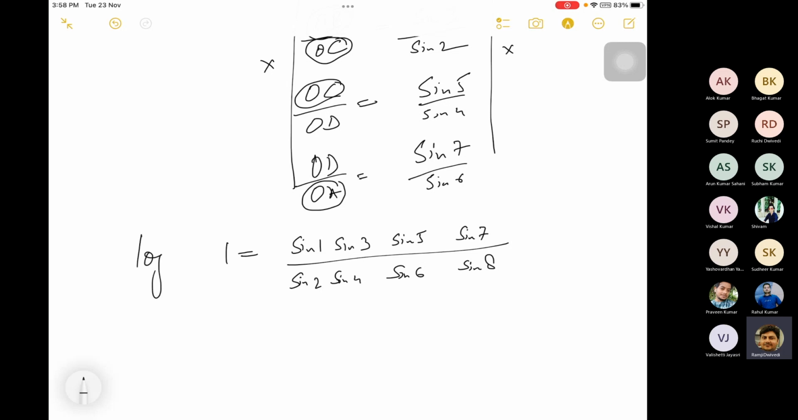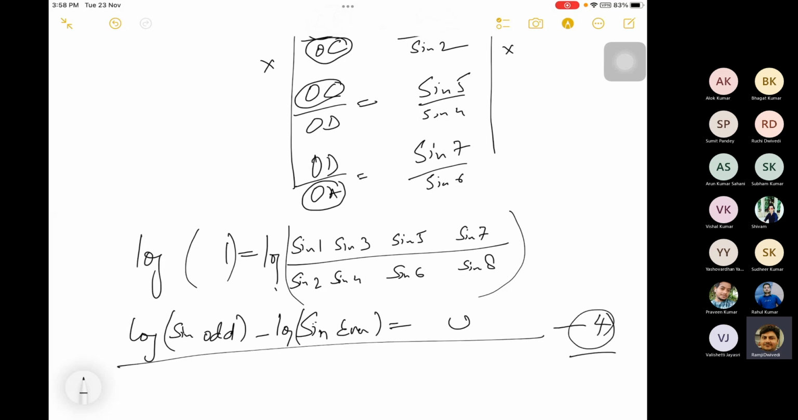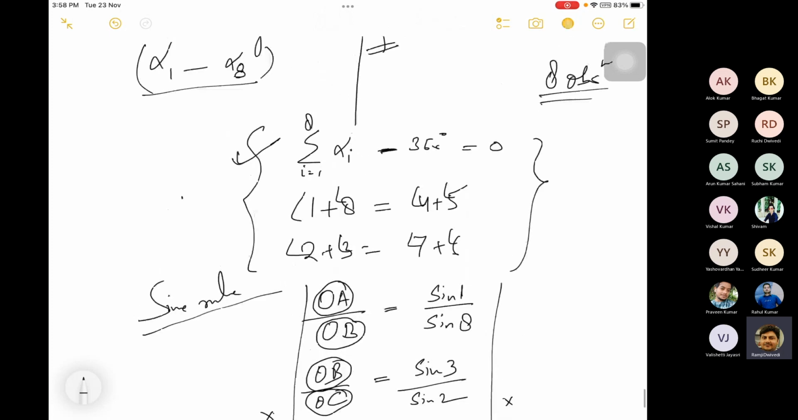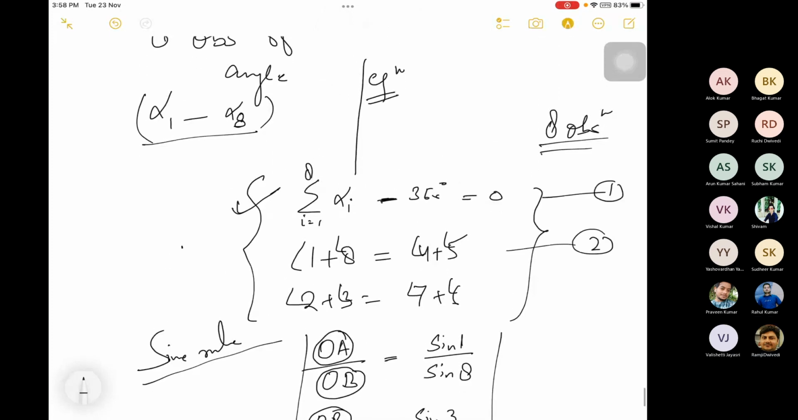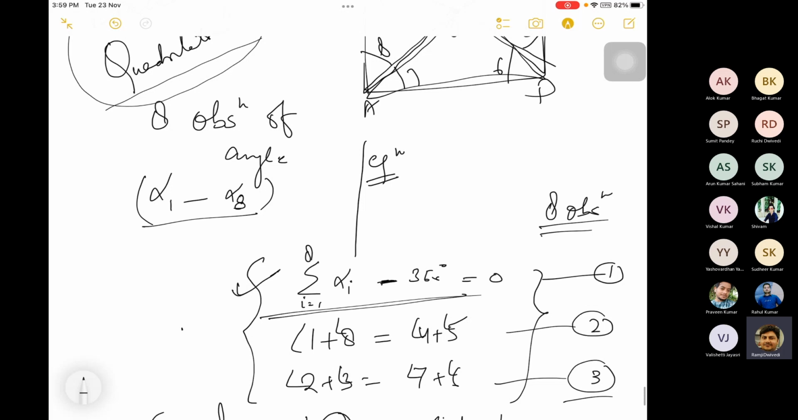Then you take log on both sides, then you'll write log sin odd minus log sin even is equal to 0. तो ये आपकी फोर्थ इक्वेशन हो जाएगी और ये आपकी तीन इक्वेशन और. इसके अलावा बताइए कोई और इक्वेशन अगर आपको लगता है बन सकती है तो. लेकिन अगर आप सोचेंगे कि हम ट्रायंगल से ऐड कर लें, तो जो पहली इक्वेशन है वो सब आपको मिल जाएगी.